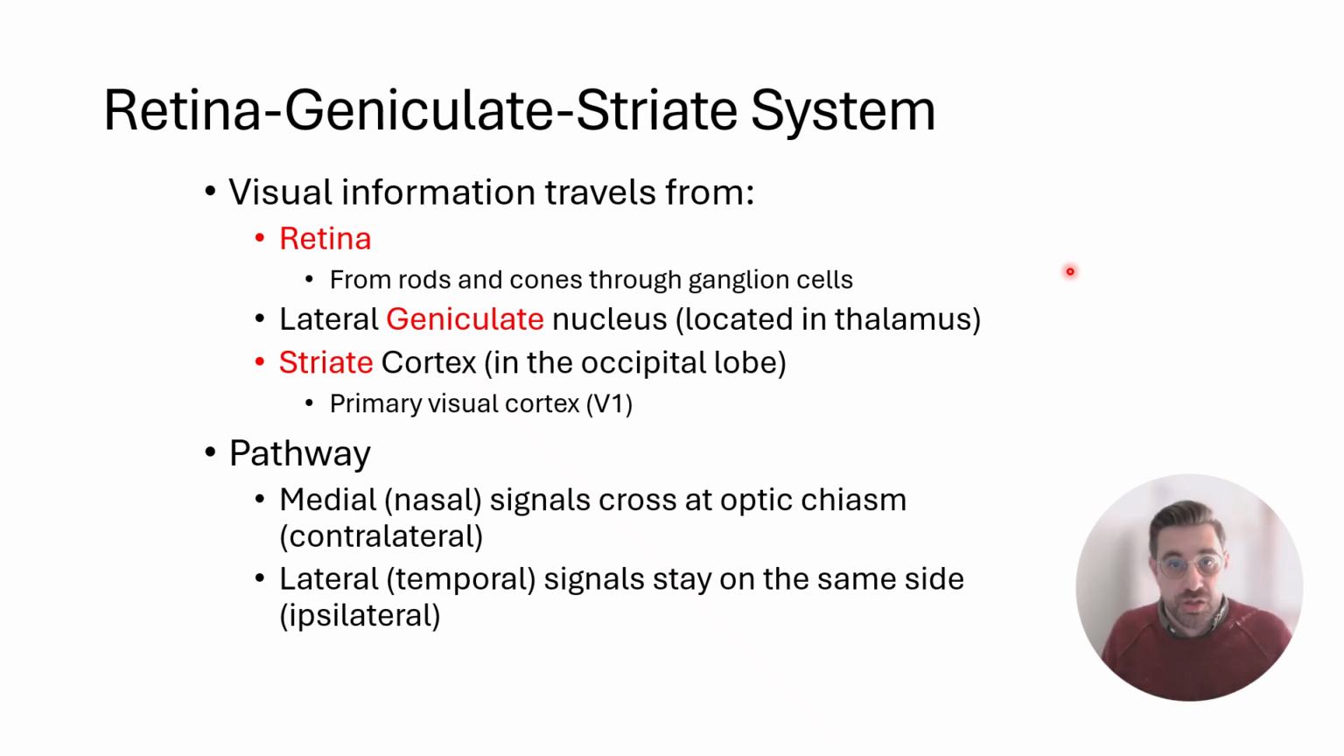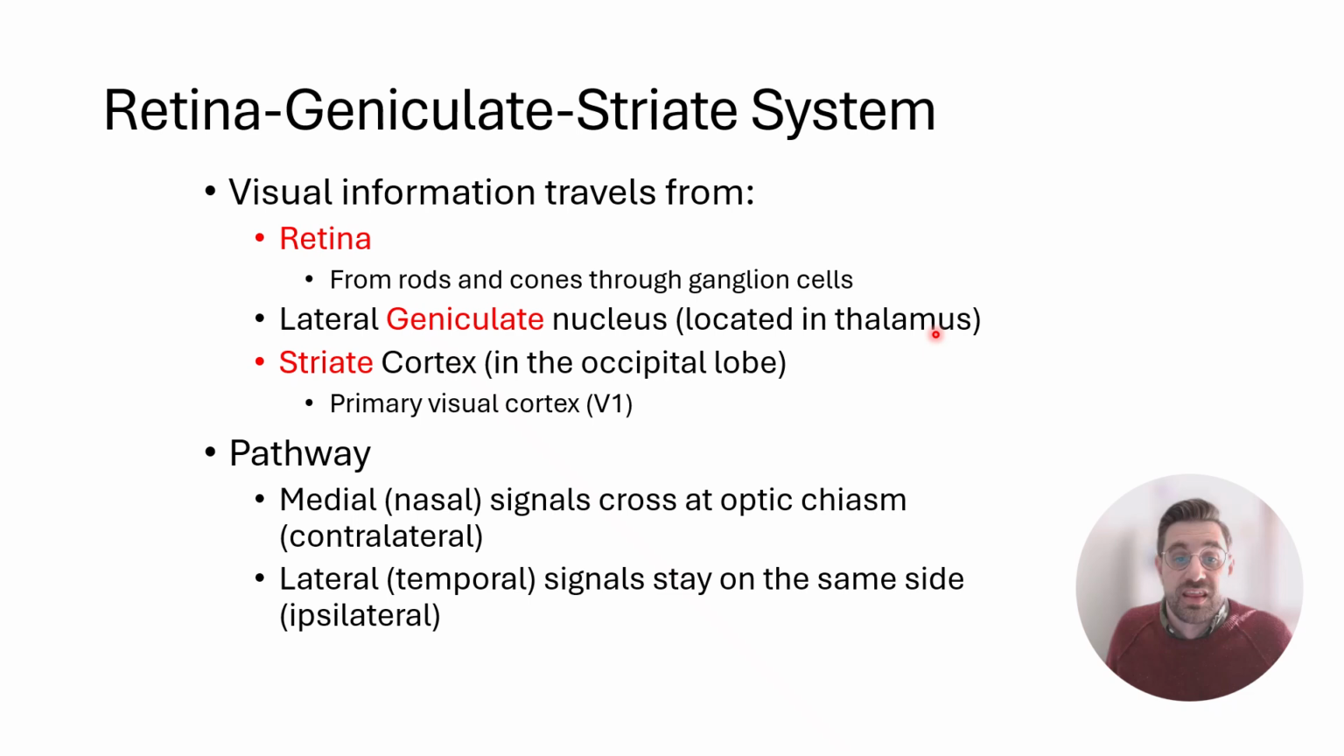So the rods and the cones are going to take the signal and send it down the bipolar cells to the ganglion cells, which are then going to be the first neurons that run down the optic nerve. The next steps are... well, two more steps. So the first step is we go from the retina, right?